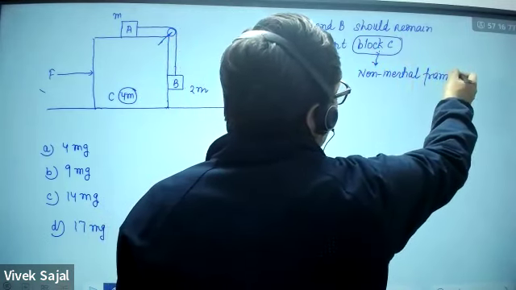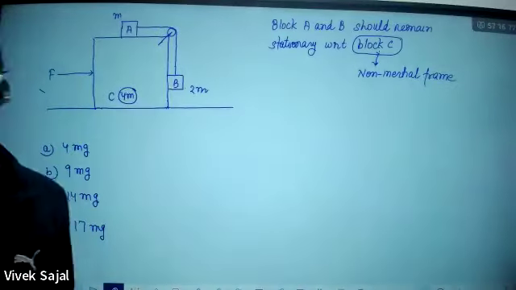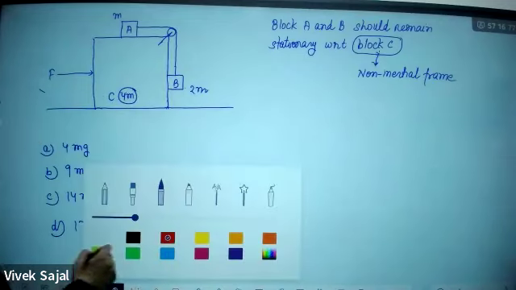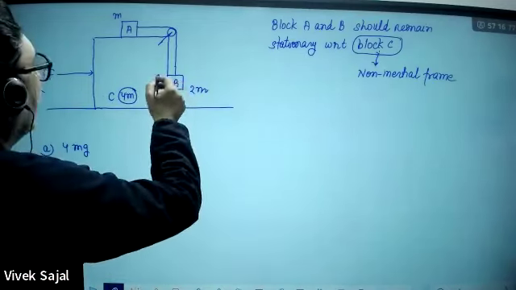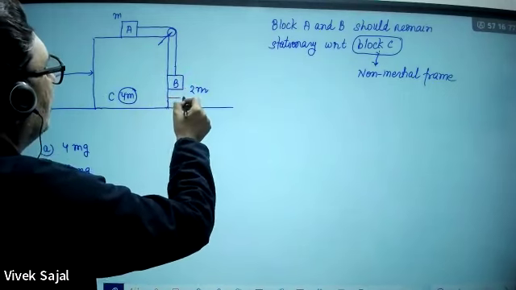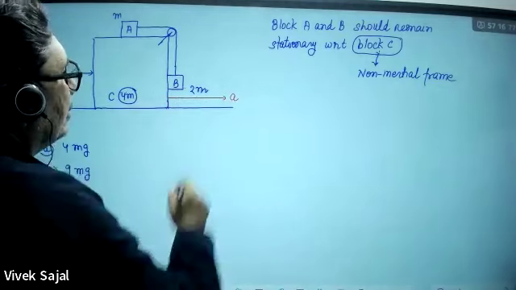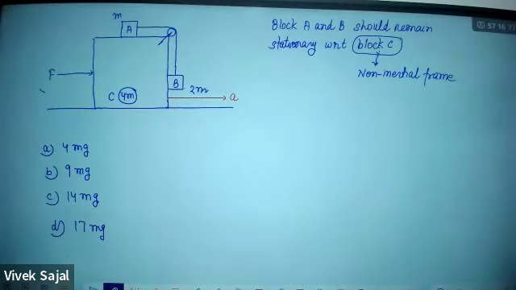Non-inertial frame will be there. So first I assume this block C is moving forward with an acceleration A. This is the acceleration of this block C.